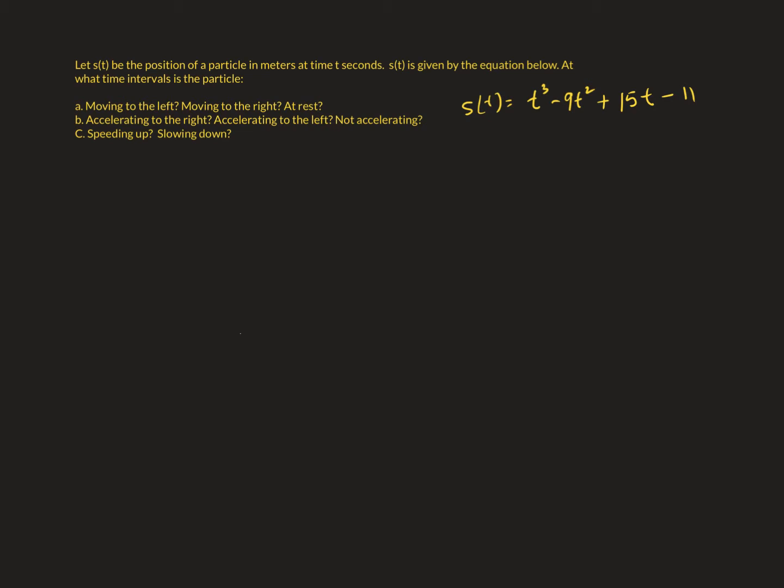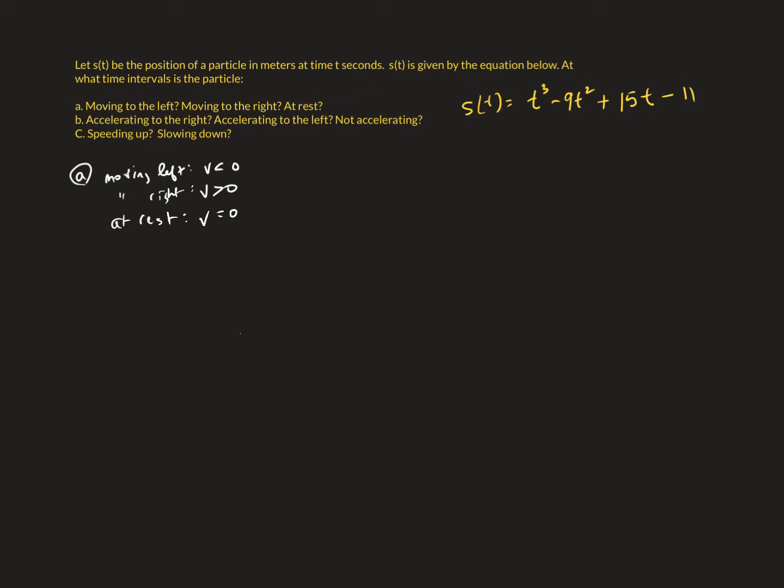So the first part A, moving to the left, moving to the right, and at rest. Those all have to do with velocity. So moving to the left is when the velocity is less than 0. Moving right is when it's greater than 0. And not moving, or at rest, is when the velocity equals 0. Now, what I would like to know is when the velocity is what sign, S-I-G-N.